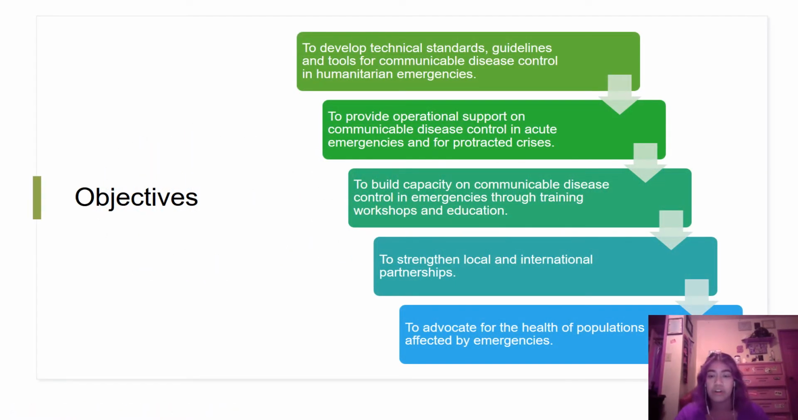So first of all, I want to start off with the objectives. The first objective would be to develop technical standards, guidelines, and tools for communicable disease control and humanitarian emergencies. The second one is to provide operational support on communicable disease control in an acute emergency for protracted crises. The third one would be to build capacity on communicable disease control and emergencies through training, workshops, and education. The fourth one would be to strengthen local and international partnerships. And the last one would be to advocate for health populations affected by the emergencies.